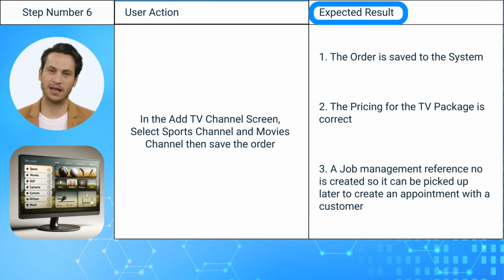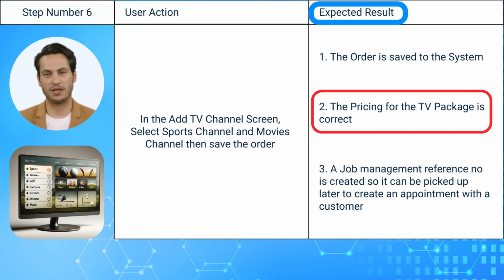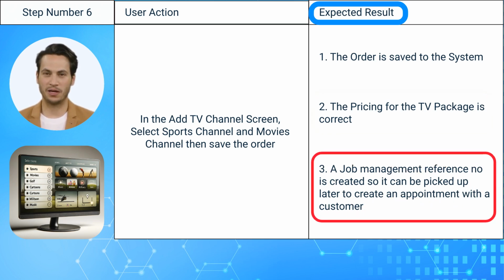There are 3 things to document on the expected result. You will need to make sure the order is saved to the system. Next, check the pricing, because you need to verify that the correct tariff has been applied for the selected channels. Finally, we make sure a job reference number is created for the job management system.